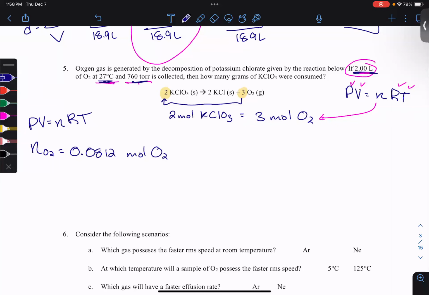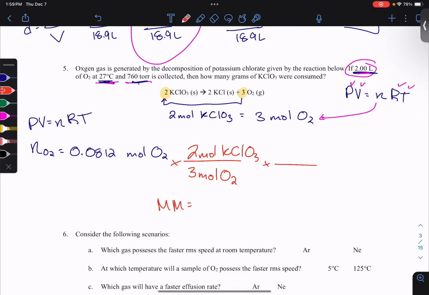So now that I'm in the unit of moles of oxygen, I can go ahead and use stoichiometry and say, oh, I can use that 3:2 ratio. And so stoichiometry says 3 moles of oxygen goes on the bottom because I want oxygen to cancel. 2 moles of potassium chlorate goes up top. I want a gram amount. So what do I need to get a gram amount? Molar mass, yeah. So I'll just do the work for you.